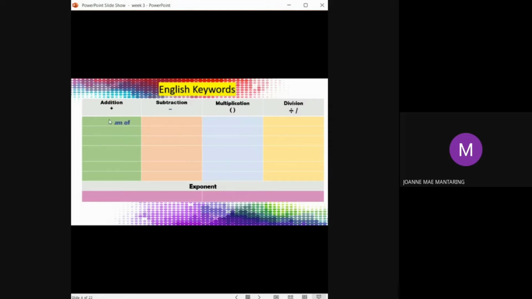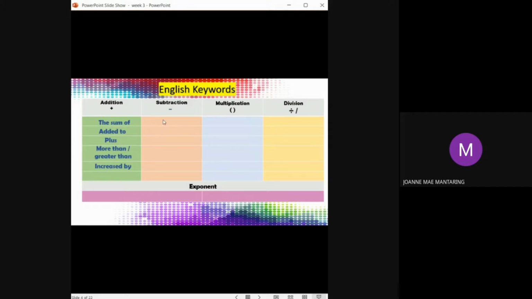Now let's start. We have the sum of, added to, plus, more than or greater than, and we also have increase by. Okay, lahat po ng ito, we are talking about addition. These are all associated with addition.